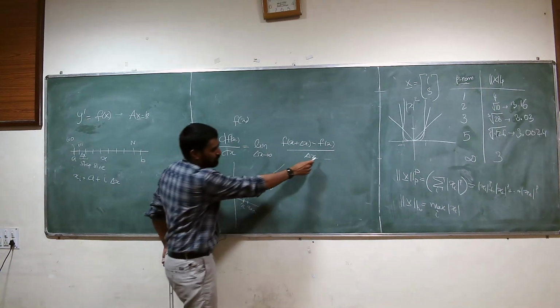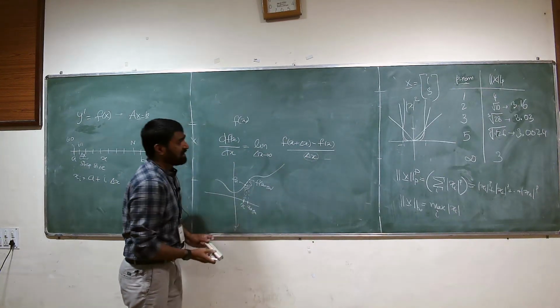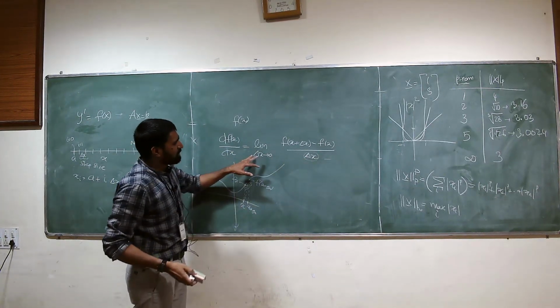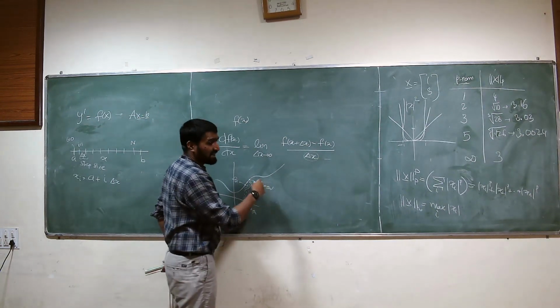Of course, we can't afford to have zero delta x, so we say, okay, we don't have to worry about making delta x too small. Maybe for my application, a chosen delta x is small enough.